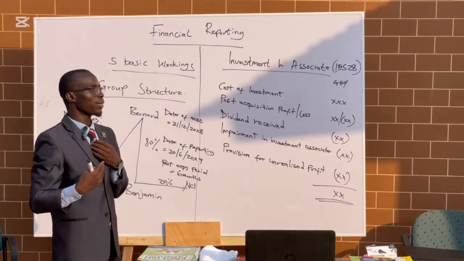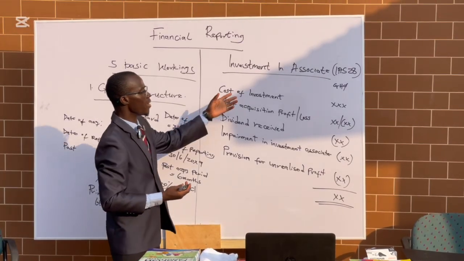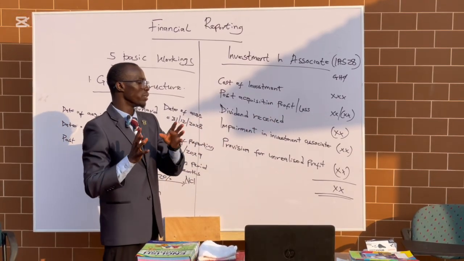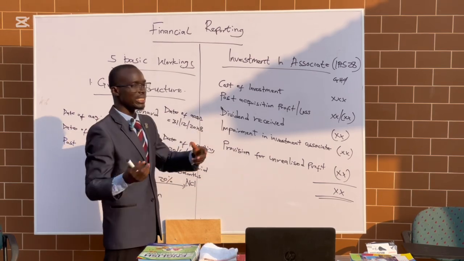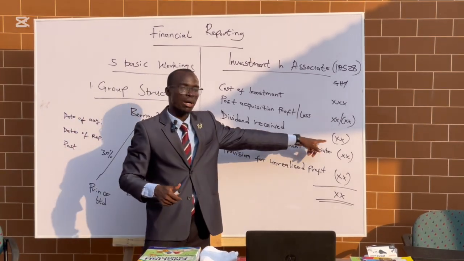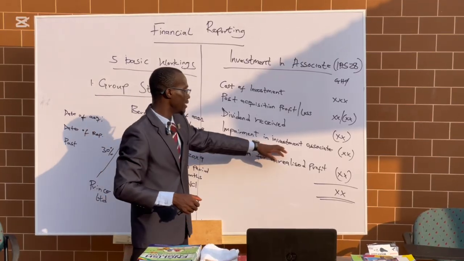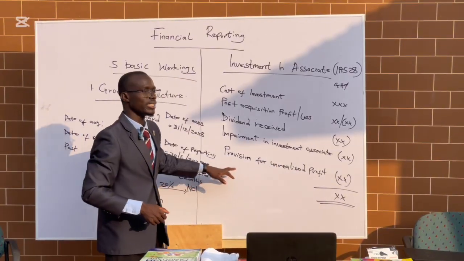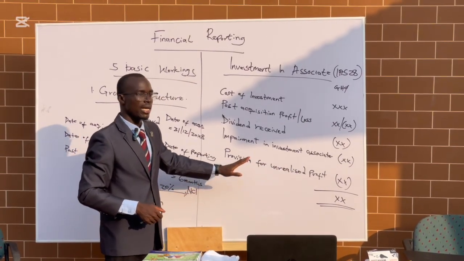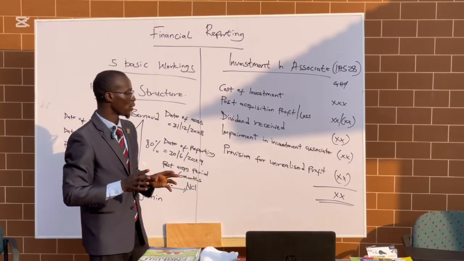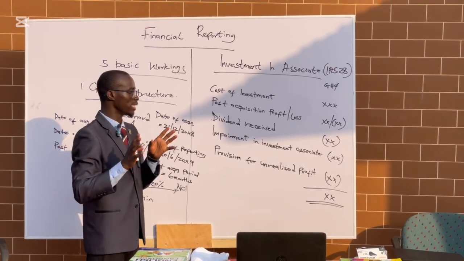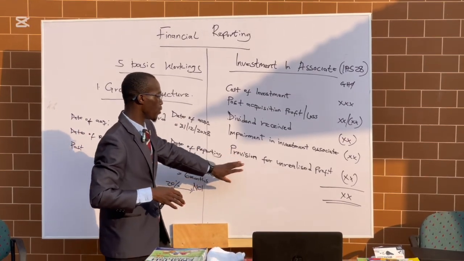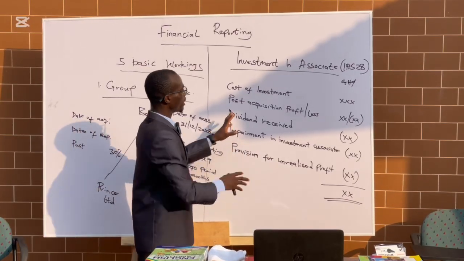So anytime you get a question where there is investment in associate, this is how you go about it. The cost of that investment, the post-acquisition profit or loss that you may get from the associate side, and dividend received. Any dividend that the associate pays to you, you need to subtract because you have received it. Or any impairment in investment in associate, subtract it. Any provision for unrealized profit too. This PUP, I will get into it properly so that you understand it. I don't want to rush on the provision for unrealized profit because it contains a lot, so you need to understand it.